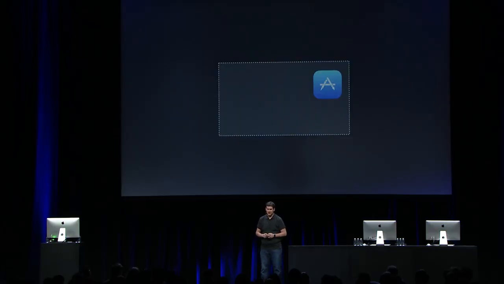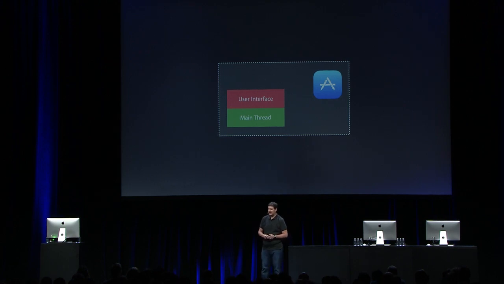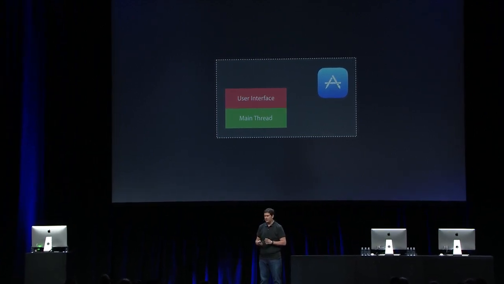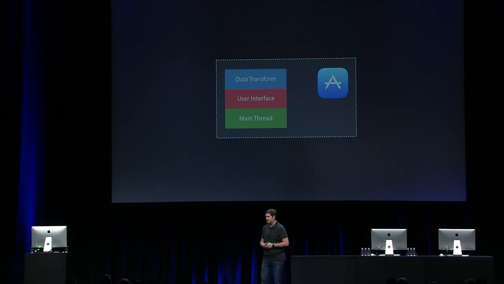So when you create a new project, you're going to have something that looks a little bit like this. You have your application, and that application gets its main thread. That main thread is responsible for running all of the code that powers your user interface. As you start to add code to your application, you're going to find that the performance of your application changes quite drastically. For instance, if you start to introduce large items of work, say data transforms, or image processing on your main thread, you're going to find that your user interface suffers drastically.